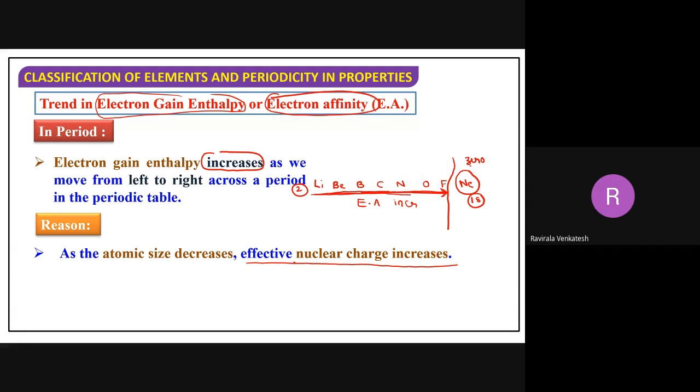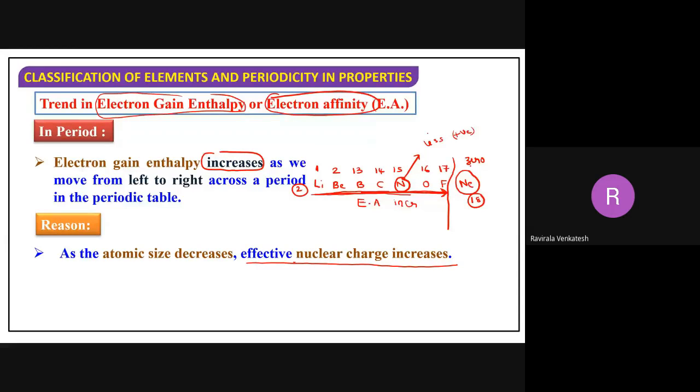Sorry, here it will be first group. Okay, second group, 13th group, 14th group, 15th group, 16th group, 17th group. Okay, now here I told you the group 18 will have 0. Now from lithium to fluorine, electron affinity values will increase here. But one exception here is nitrogen. Nitrogen has a positive electron affinity value, a small and positive value.